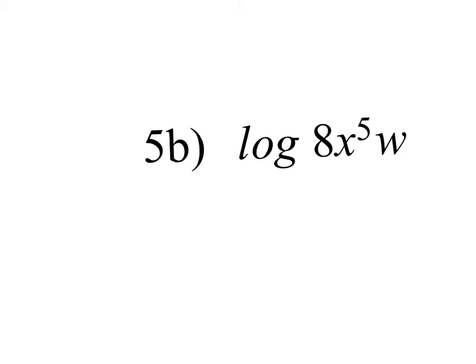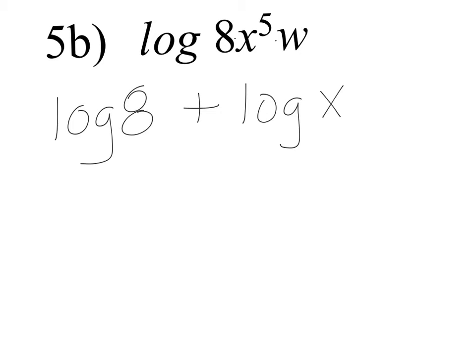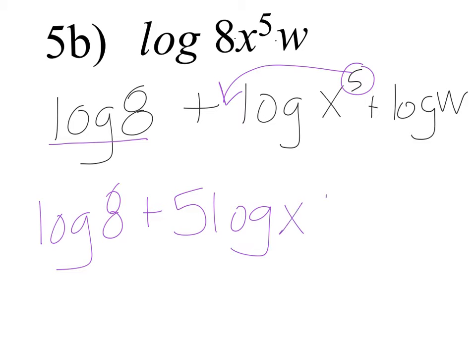And the last one, properties of logs. All of these are multiplying, so when I write it as one single log, I'm going to put it as adding. Now this is not going to give me a nice number, so I'm going to leave it as log 8. This, though, I do not want any exponents. Log 8 plus 5 log x plus log w.